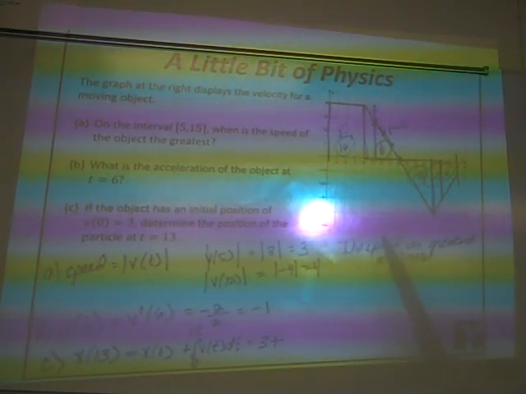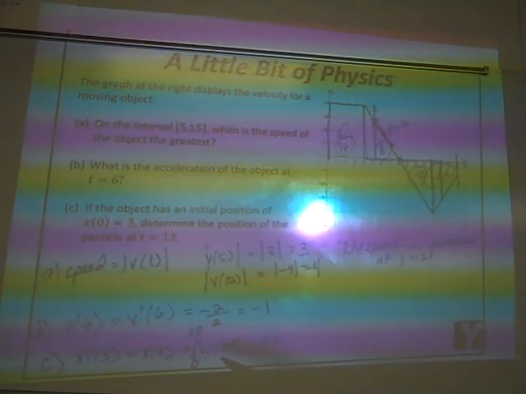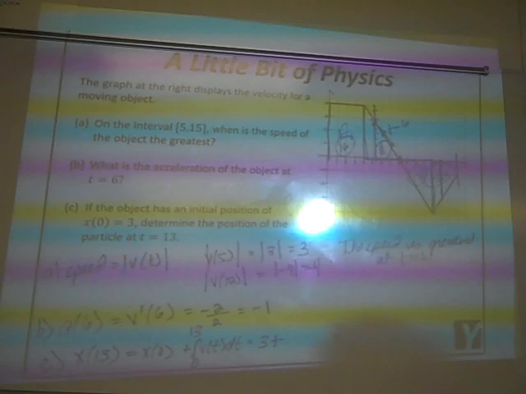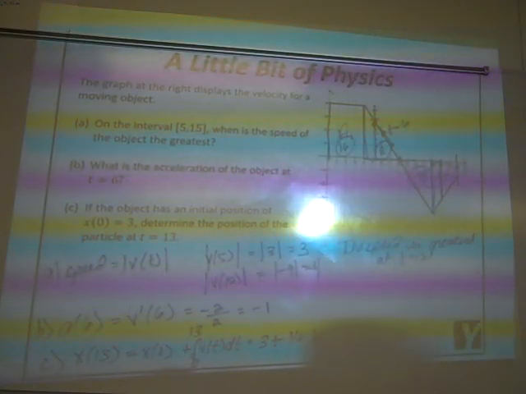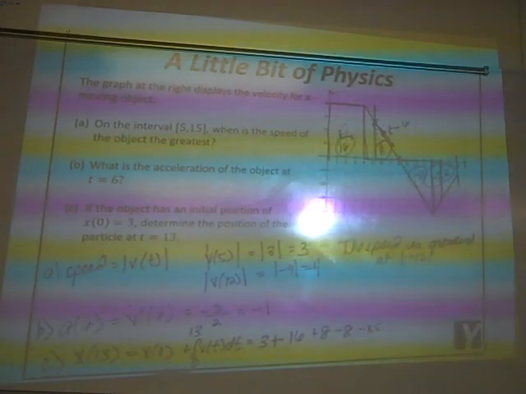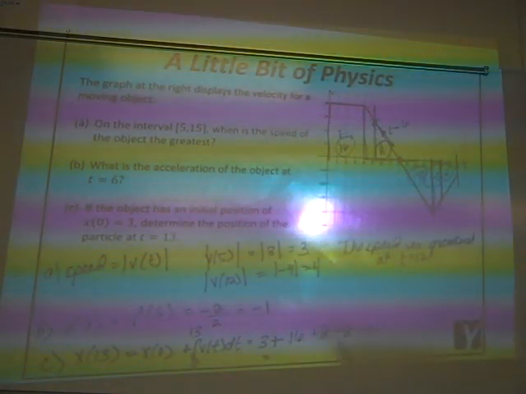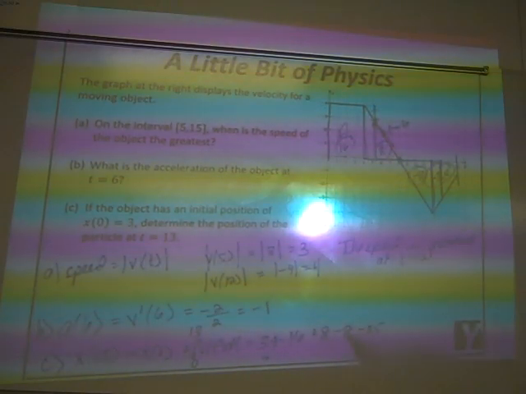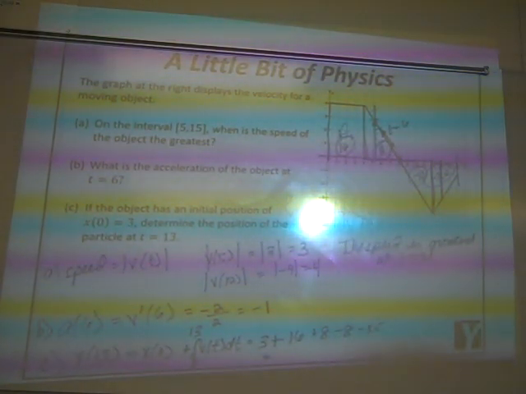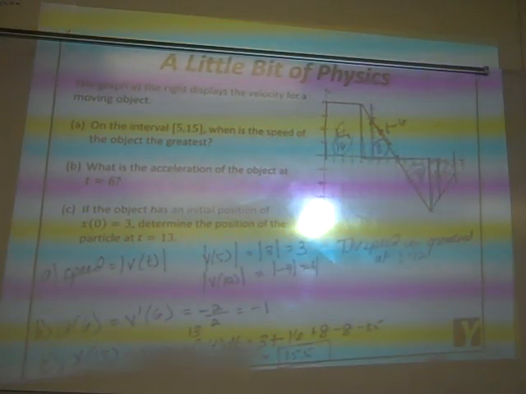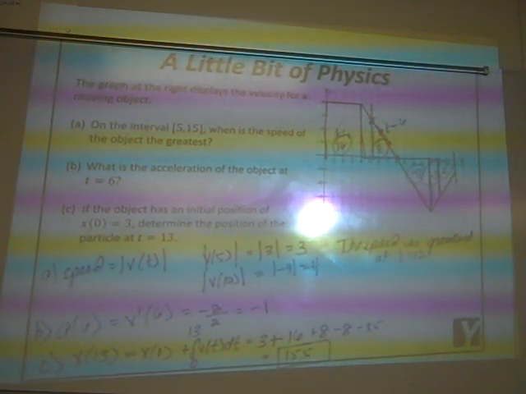So let's come back to the problem. What we've just discovered is that the area under the velocity curve from 0 to 13 is going to be 16 plus 8 minus 8 minus 3.5. When I combine all that, 3 plus 16 is 19, plus 8 is 27, minus 8 is 19, minus 3.5 is 15.5, and again, no units.